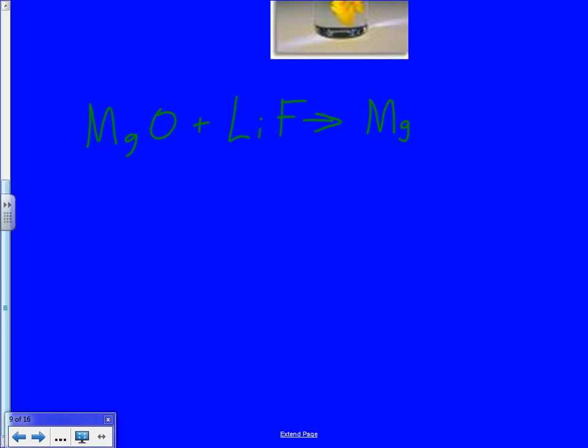It needs to end up with a non-metal, right? I got to make an ionic compound here. So I want to swap my metals. Magnesium's going to end up with fluorine, and lithium's going to end up with oxygen. That gives me metal, non-metal, metal, non-metal.